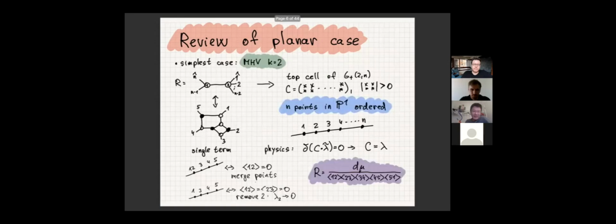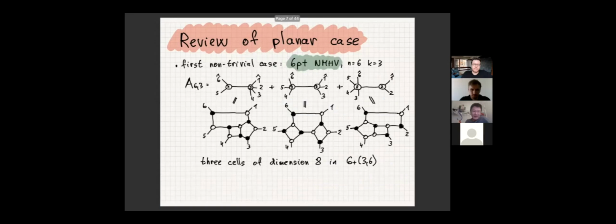Okay, so this is for MHV. The geometry here is just configuration of endpoints on a line. Okay, the first really non-trivial case is an MHV at 6 points, so n equals 6, k equals 3.